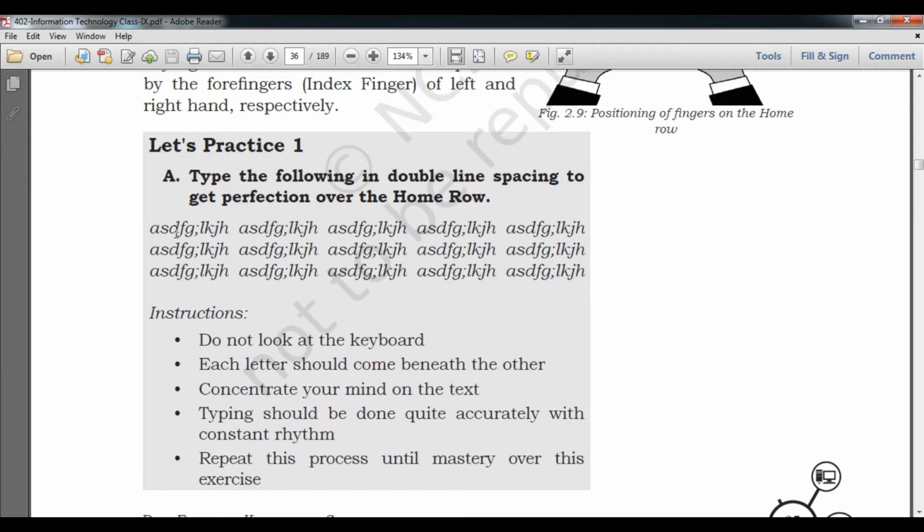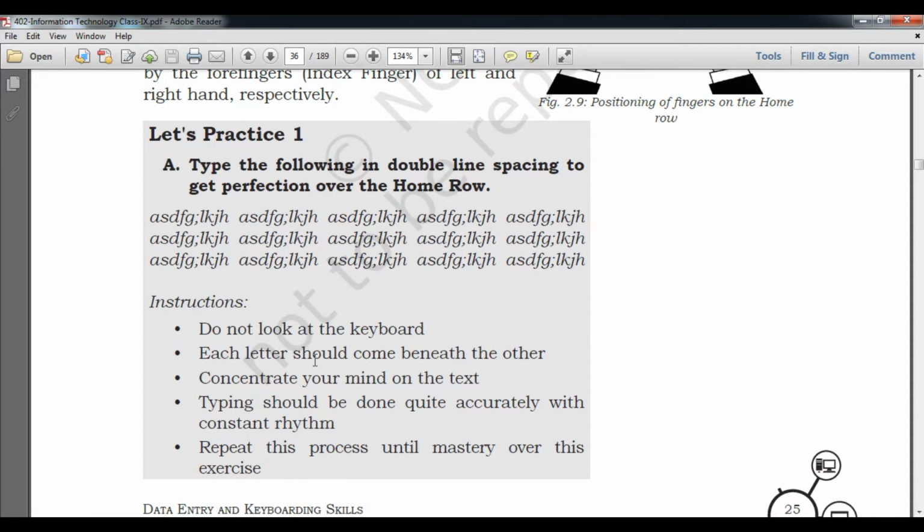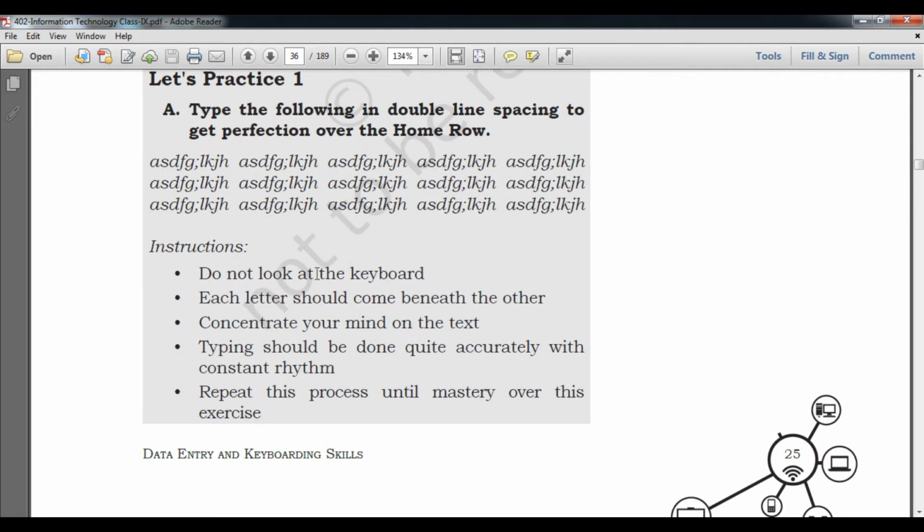So students, type ASDF, then semicolon LKJH, and then after that a space, then again the same word, and then a space and again the same word. What are the instructions regarding that? First, do not look at your keyboard. Try to type the content given in the practice without looking at your keyboard. You need to type slowly.